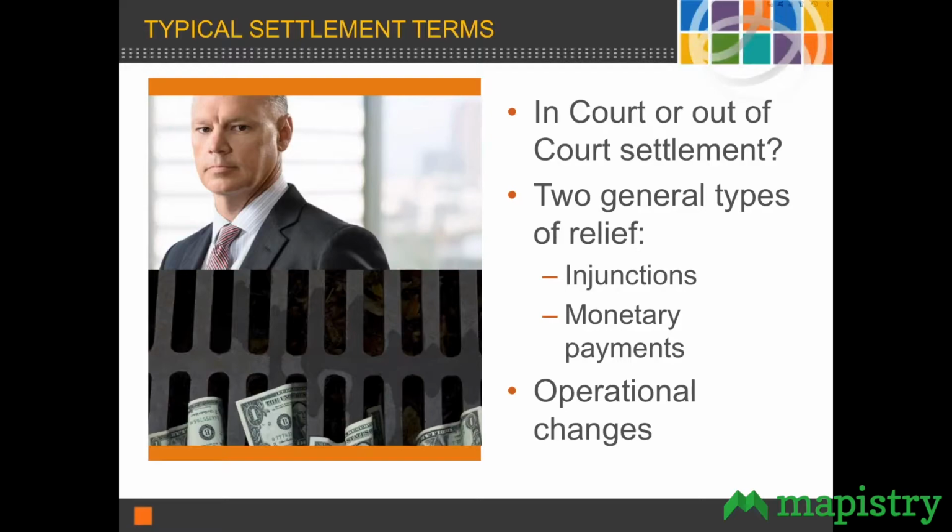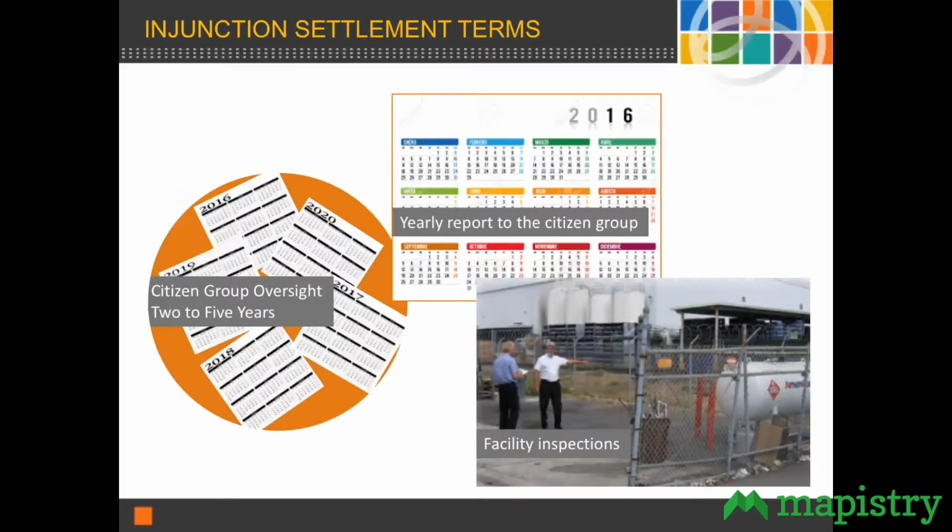And then there's going to be changes to your operation that they're going to require, which is the injunctive relief. So what are the injunctive terms? What are they going to do? What do they want? They're going to be in your business for 2 to 5 years. Most of these consent decrees run that length. They're going to want some sort of oversight.